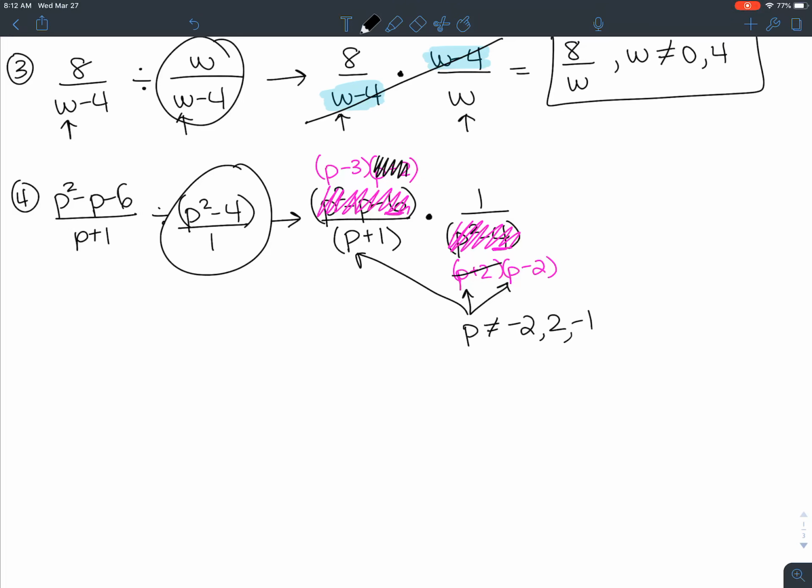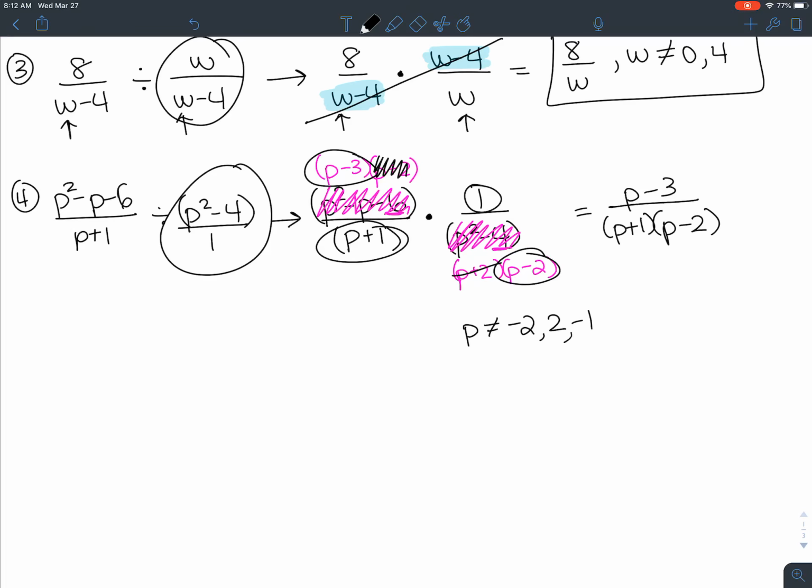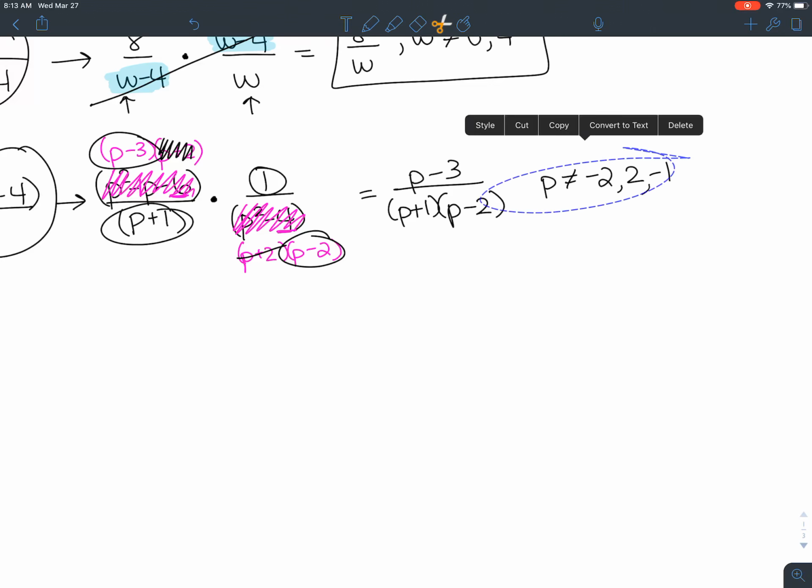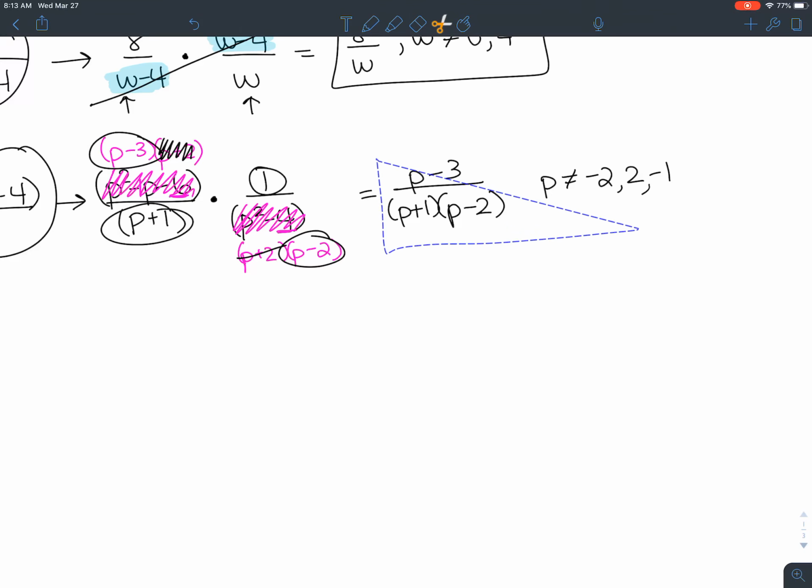Okay. All right, so then let's see what we have left when we multiply. So we have p minus 3 times 1 is p minus 3. We have p plus 1 times p minus 2. None of those can cancel because they're all polynomials, which means they have to be identical. And we're just going to include our excluded values over here. And we will box our answer. And that's it.